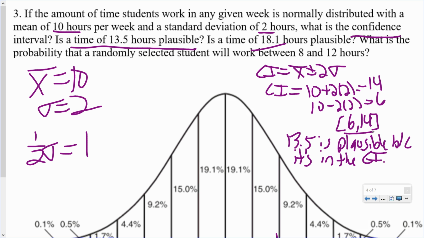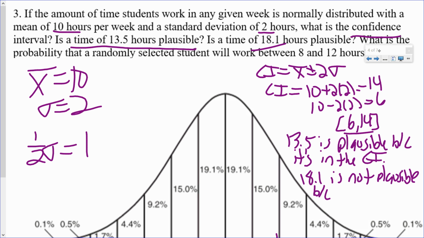18.1 is not in between those, so 18.1 is not plausible because it's not in the confidence interval. So I am not going to expect to see a value of 18.1. Is it possible? It's possible, but it's not an expected value. I'm not going to plan for that.